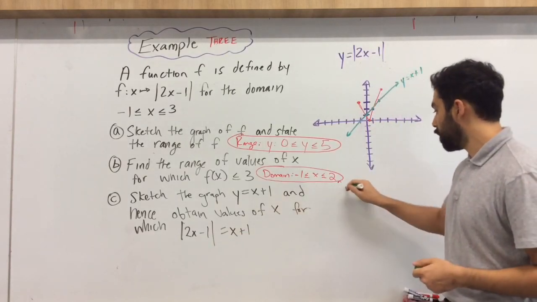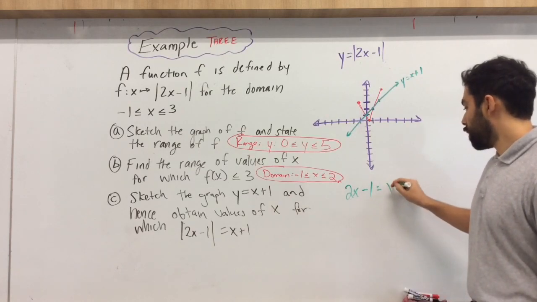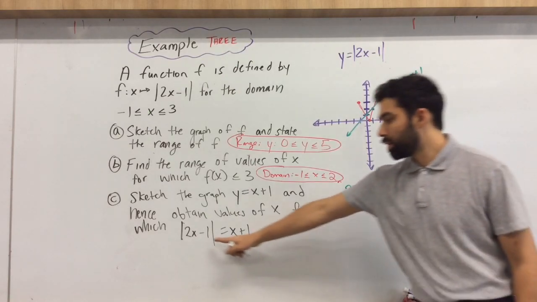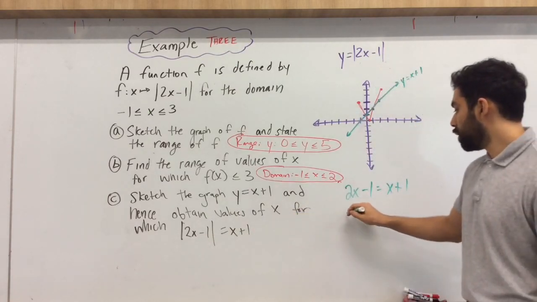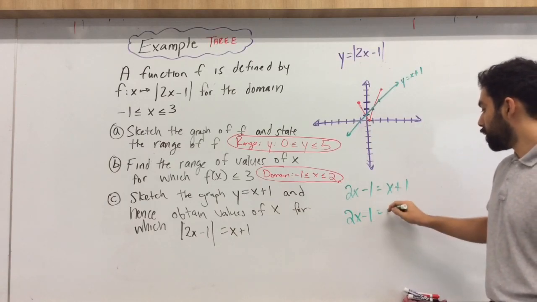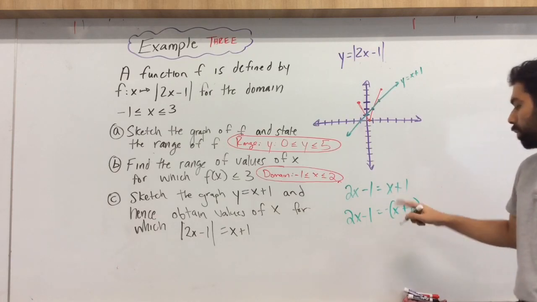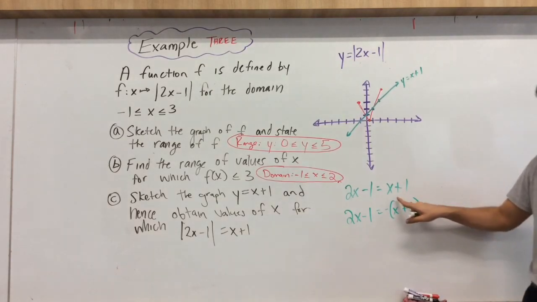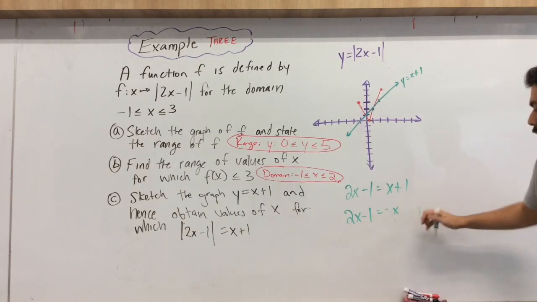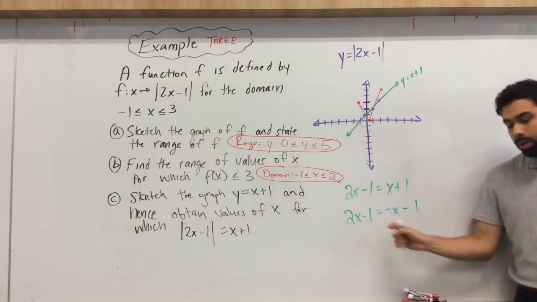So you should have 2x minus 1 equal to x plus 1. And your other situation is, since this is absolute value, it's going to be 2x minus 1 equal to negative, in parentheses, x plus 1. So essentially what you have here is negative x minus 1. You should solve for both.